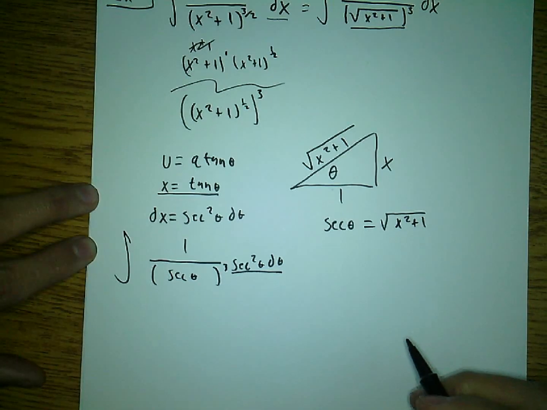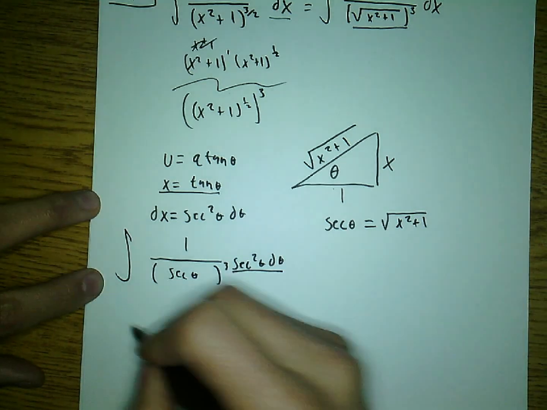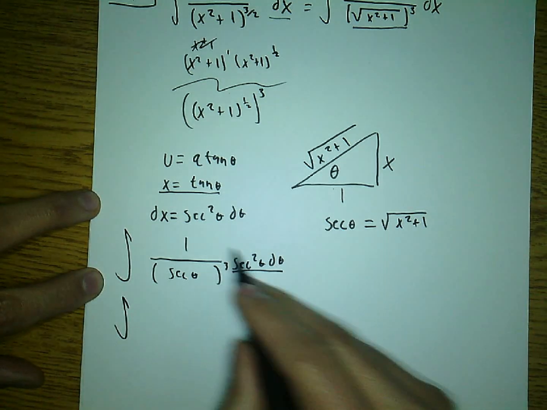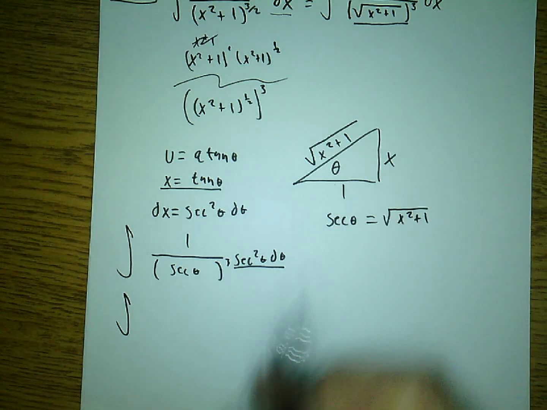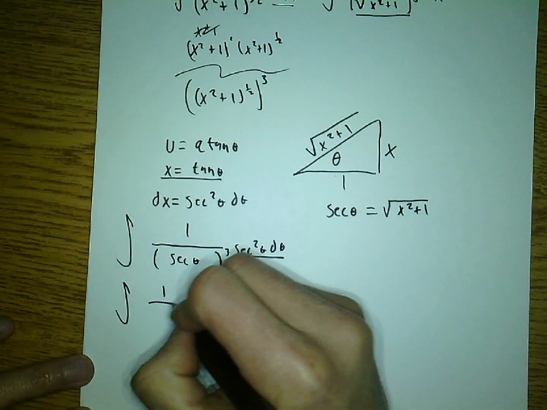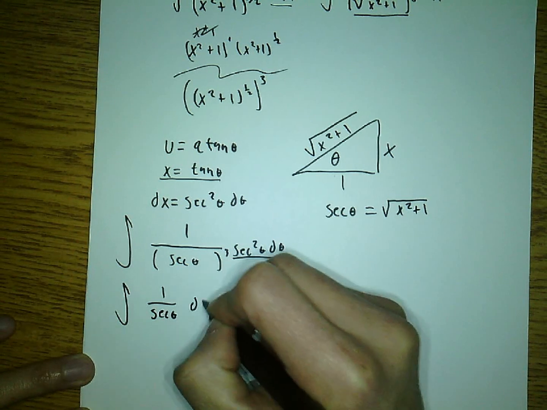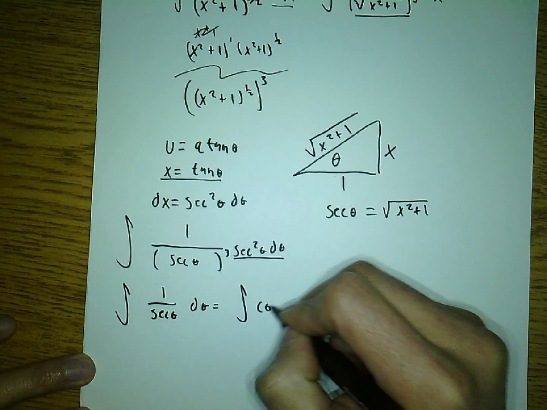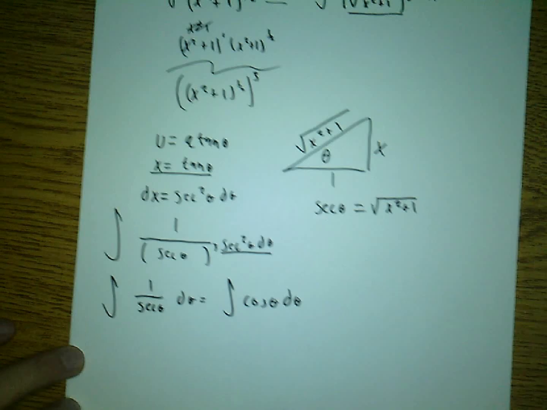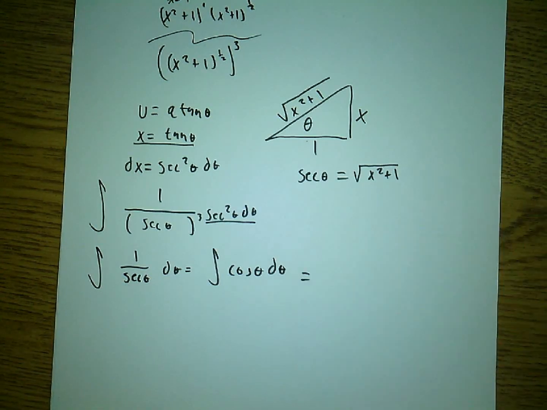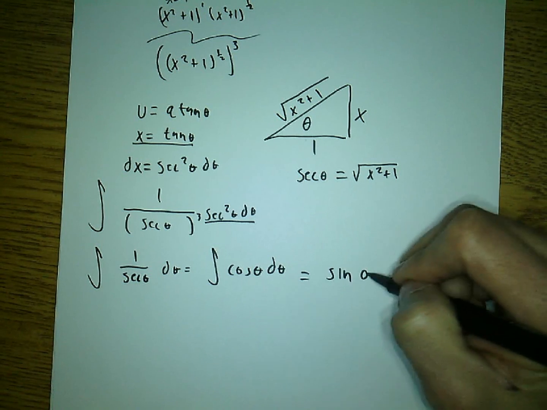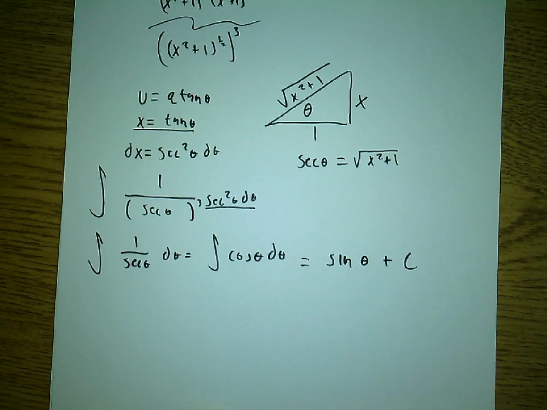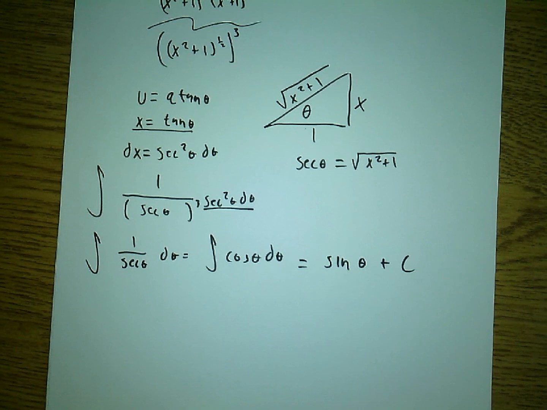So now that I look at this, it should be relatively simple. If you have a secant squared on the top and a secant cubed on the bottom, what do you have left? 1 over secant d theta, which is cosine. What is the integral of cosine? Sine. Positive or negative? Positive. Good. So the integral would be sine theta plus c. So are we done?